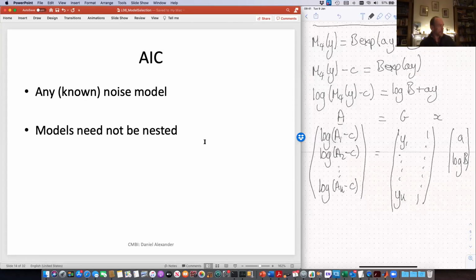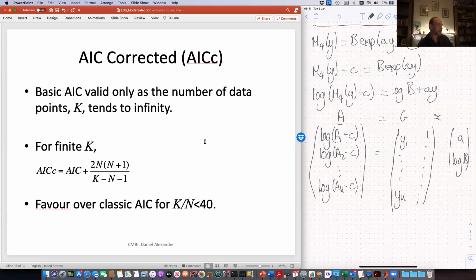Just to summarize then on the AIC, the advantages over the F-test: we can derive the AIC for any noise model, but we do have to assume a noise model. And we're no longer tied to this necessity of having models that are nested, which is nice. One point about its usage: the original AIC was actually derived on the assumption that the number of measurements tends to infinity in comparison to the number of parameters in the model.